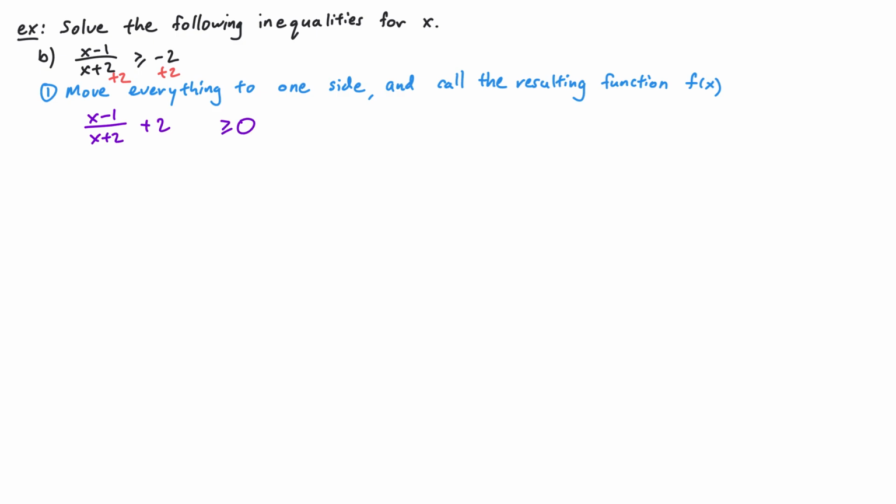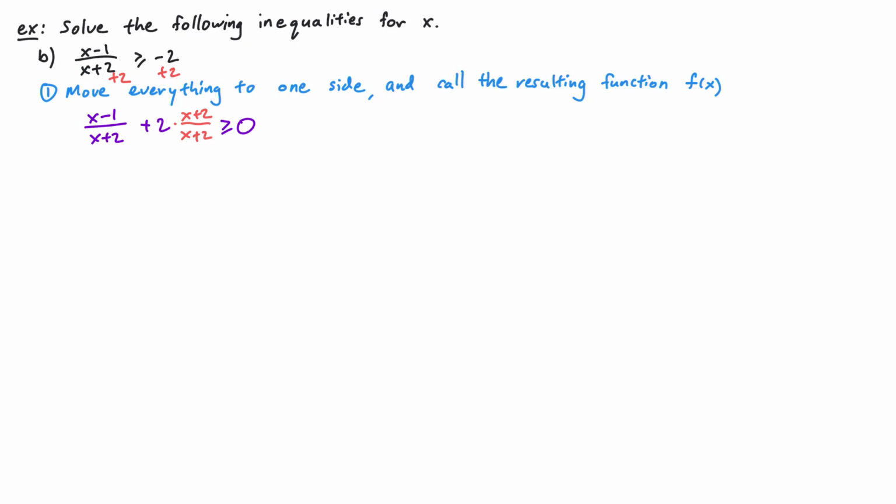Now, this left-hand side is what we're going to call our function f of x, but at the moment, it doesn't quite look like a rational function. What I want to do is combine all the terms together into a single fraction. But in order to combine this plus 2 with our fraction here, we're going to need a common denominator. So to do that, we're going to multiply both the top and the bottom here by x plus 2. That way we can write the 2 as a fraction with denominator x plus 2.